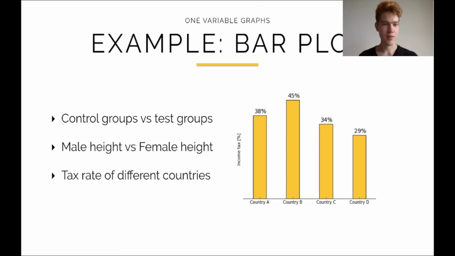Other examples would be if you look at control groups and test groups. If you're doing some medical study or maybe some psychology study, you always want to have your control group, and then you can have different types of test groups, and then you can plot each of these groups as a bar plot, and you can look at the same variable, but look at how that changes over the different groups. Another example would be something like comparing male versus female heights. You've got one group that's male, the other group that's female, and you can just plot their average height. And then the income tax of different countries, which is what we've seen on the right over here.